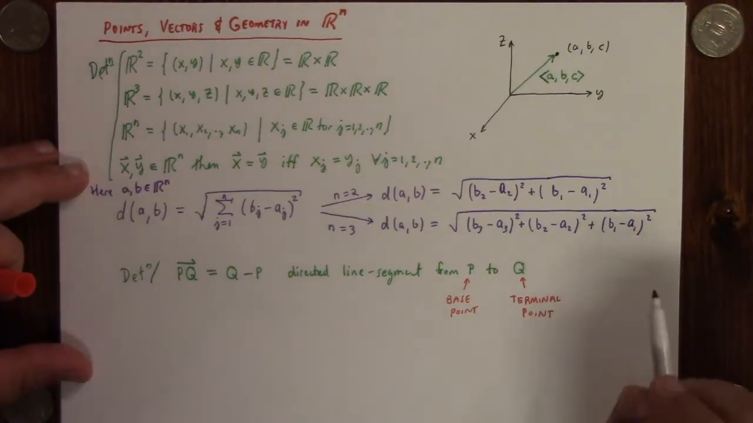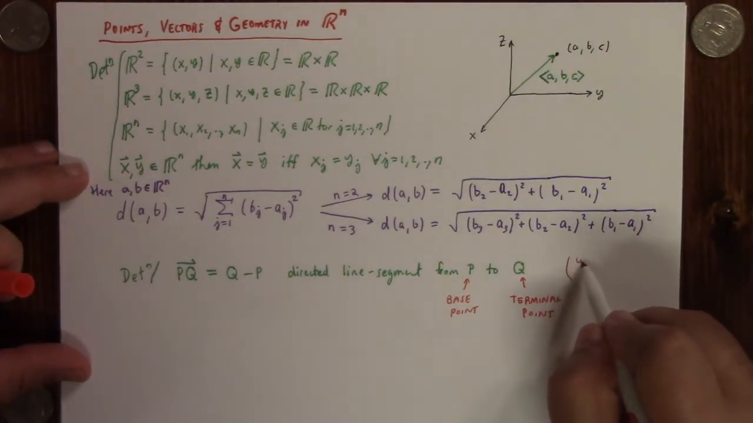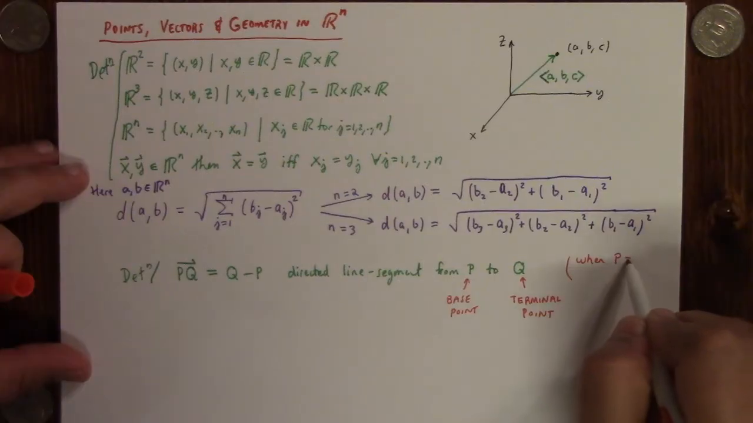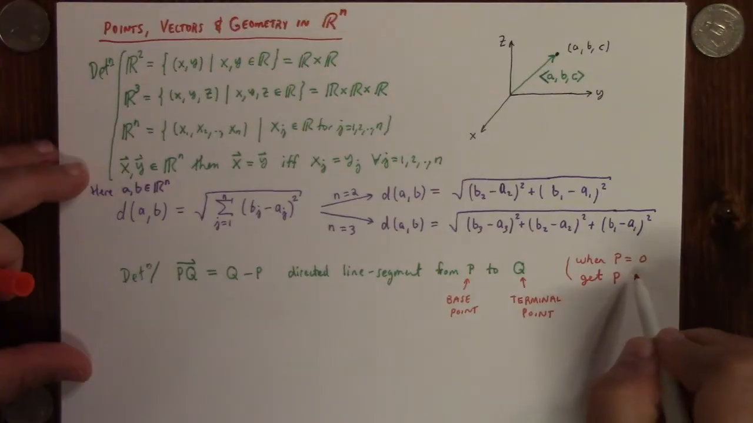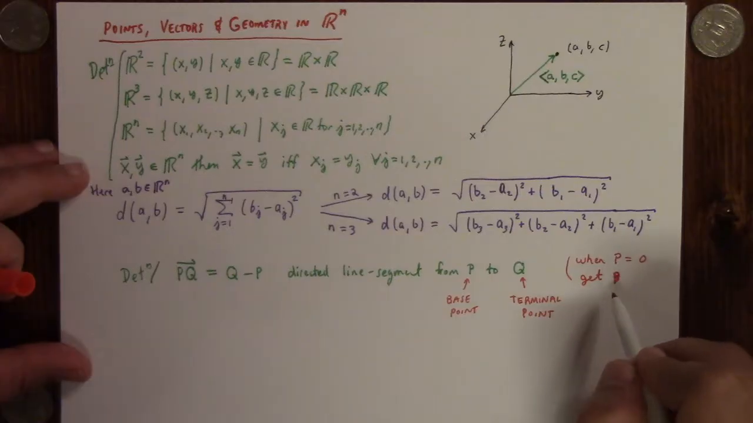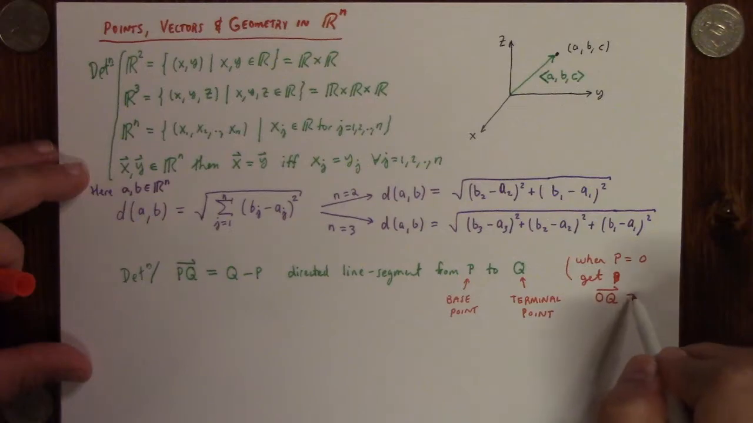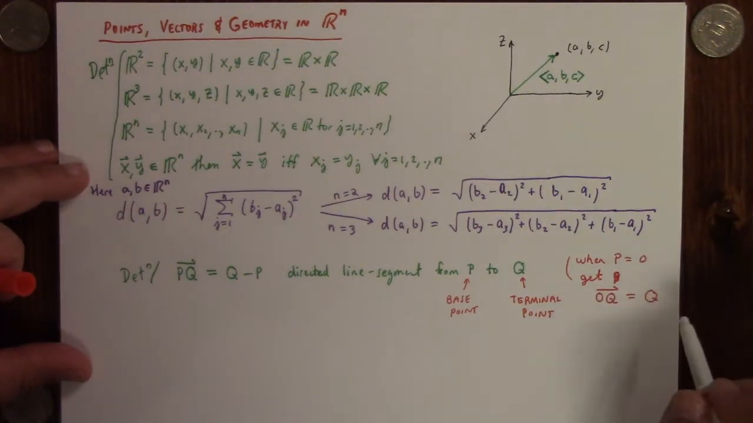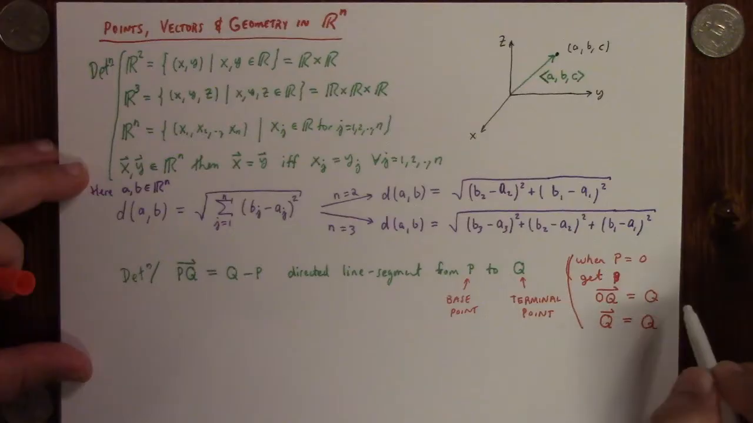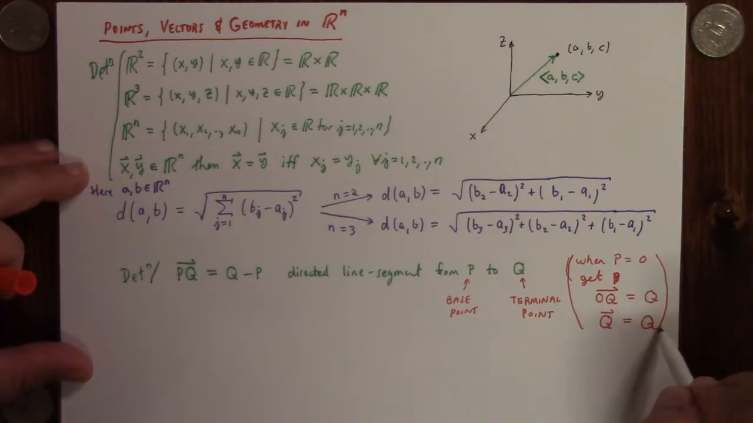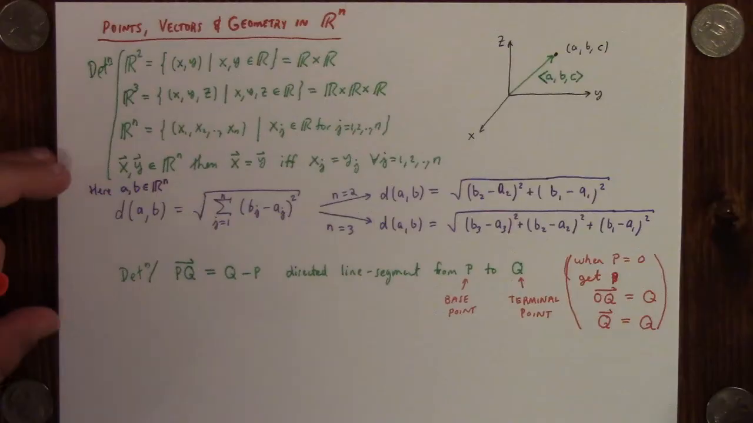Notice that when P equals 0, we get the vector 0Q. No one writes this, but the vector 0Q just equals Q. In other words, we just drop the 0 and say Q vector equals Q. But when we do that, we're making use of this picture.